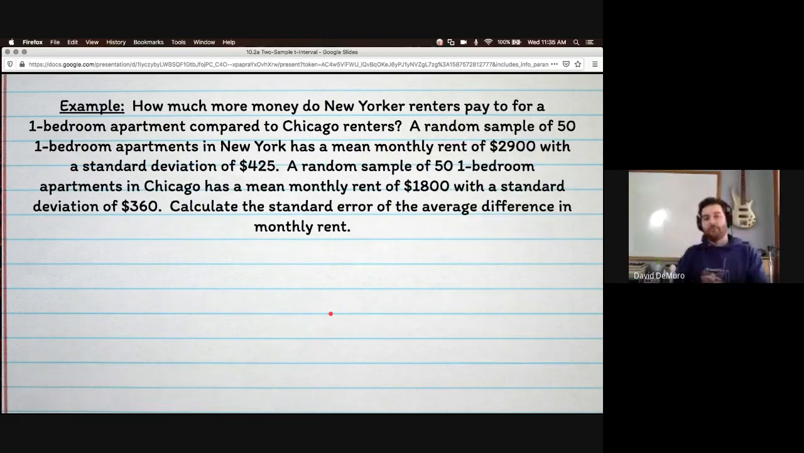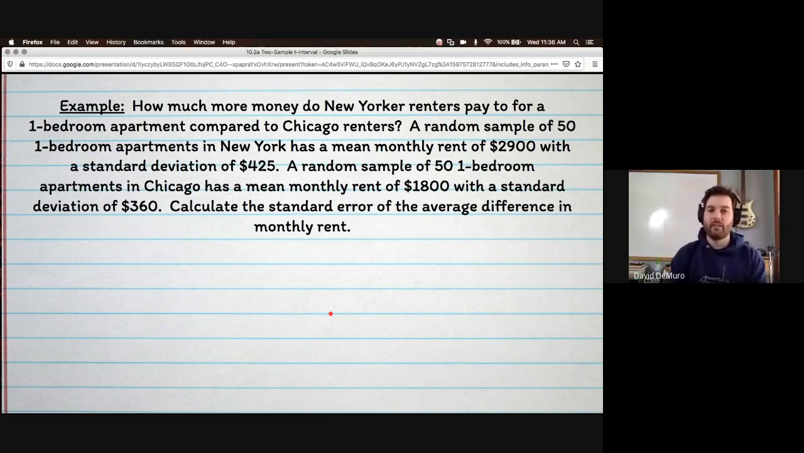All right, so let's take a look at an example. In this example, how much more money do New York renters pay for a one-bedroom apartment compared to Chicago renters? A random sample of 50 one-bedroom apartments in New York has a mean monthly rent of $2,900 with a standard deviation of $425. A random sample of 50 one-bedroom apartments in Chicago has a mean monthly rent of $1,800 with a standard deviation of $360.